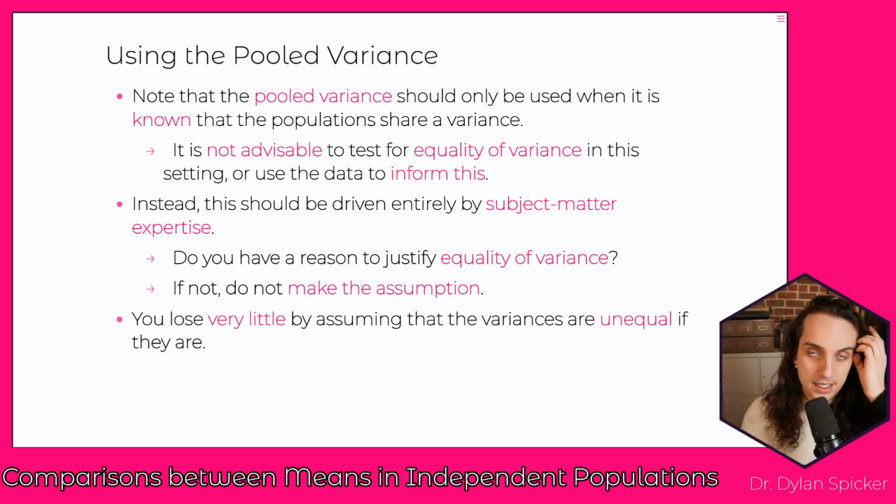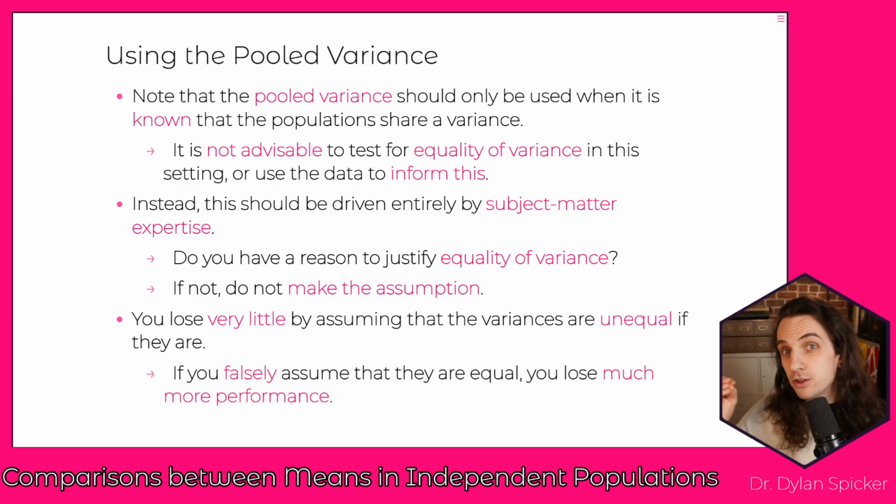Okay? The thing that I'll point out is that very little is going to be lost if you assume that the variances are unequal, but it turns out that they actually are equal, right? So if you just run the test assuming there are two separate variances here, that's going to be mostly fine, even if it turns out that those two variances should have been equal to one another. However, if you falsely assume that the variances are equal, you're going to lose a lot more performance.